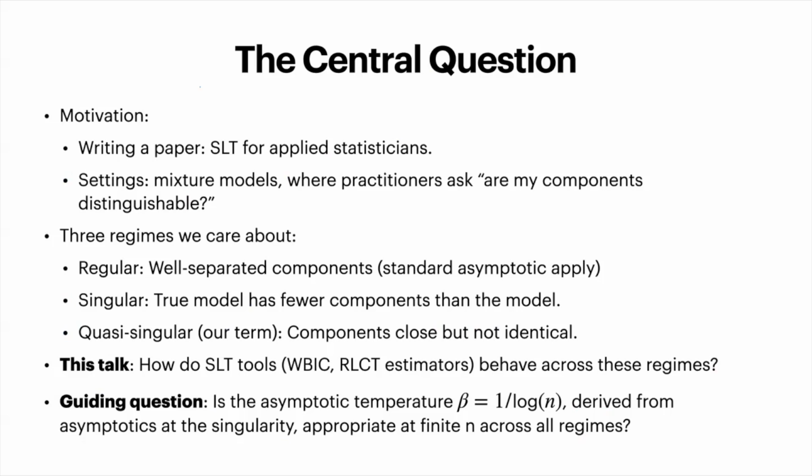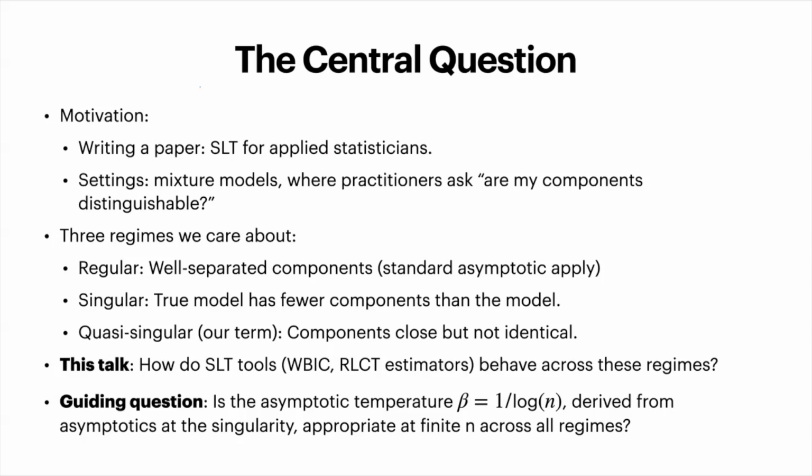Now, this motivated us to look at three different regimes. You see here what's called regular. These are obviously well-separated mixing components, regular in the normal sense of SLT. Singular, obviously, that's the SLT term. In this case, we're using a mixture model, maybe a two-component mixture model, but actually the true data distribution is a single component. And our term here is what we call quasi-singular. Basically, as you're going to see, something interesting happens when the mixing components become closer to each other in the parameter space.